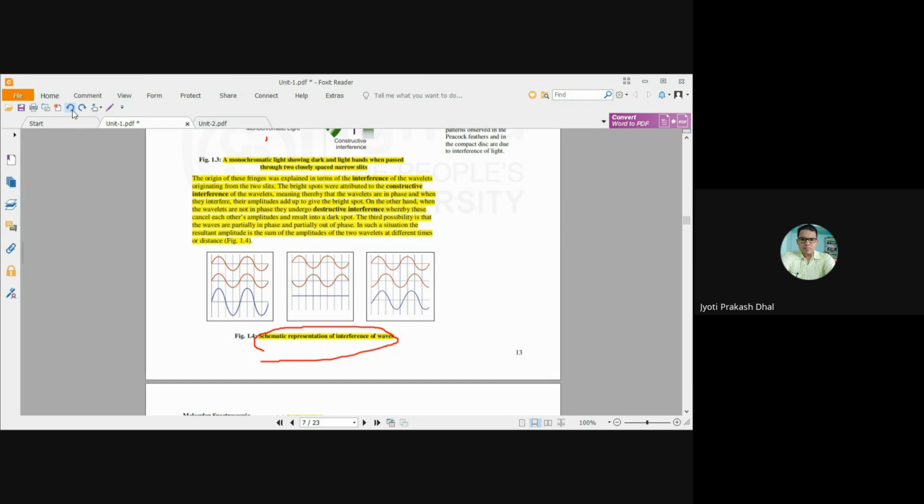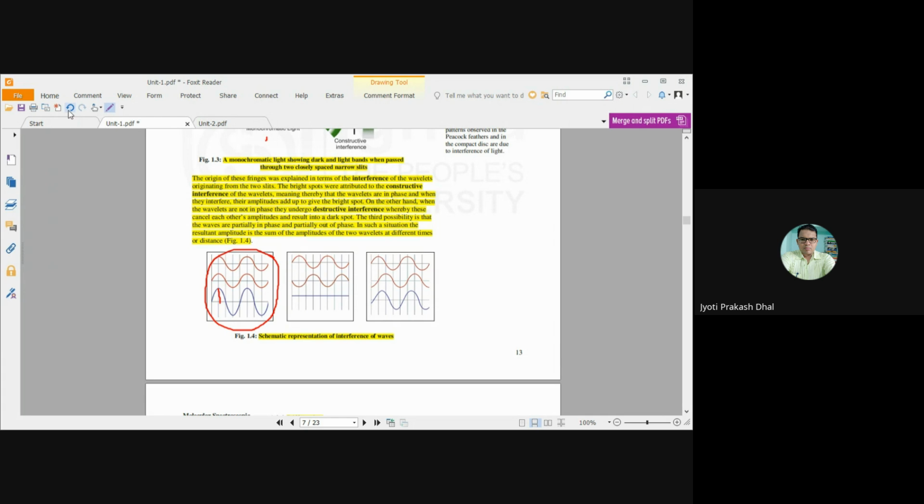You can see, the first red one is the first wave, and the second red one is the second wave. And when the two waves are in phase, then the resultant wave has double the amplitude of the wave, and this type of interference is called constructive interference.